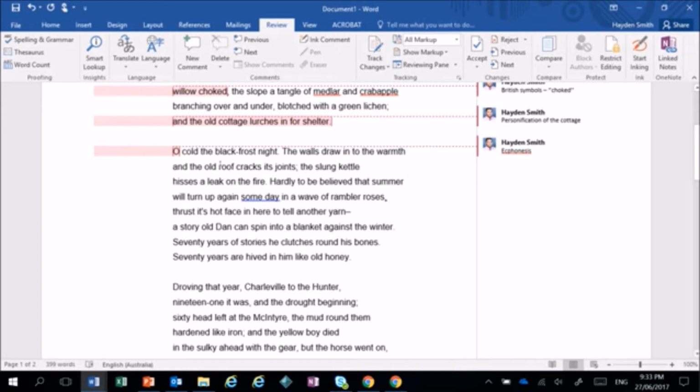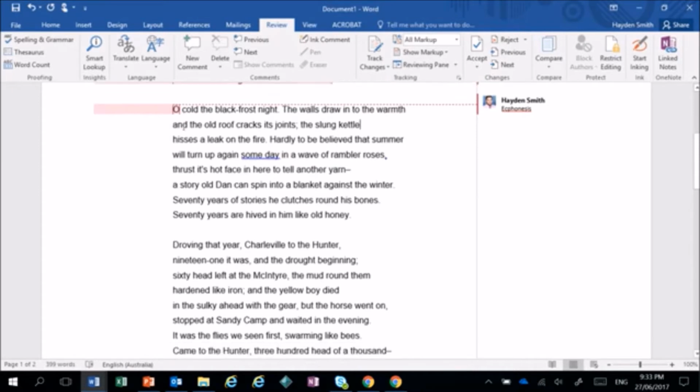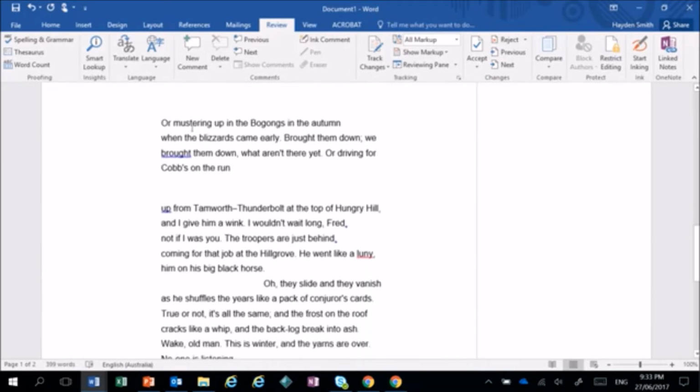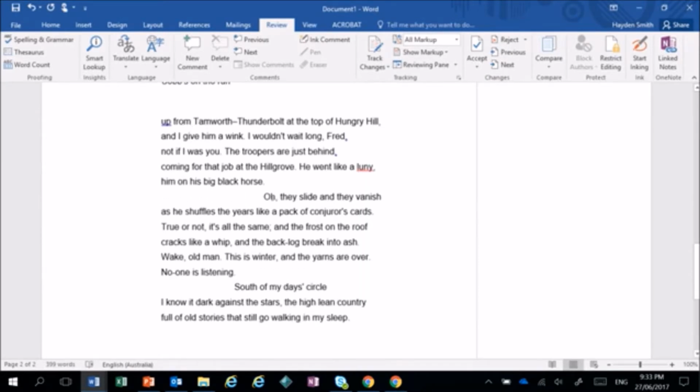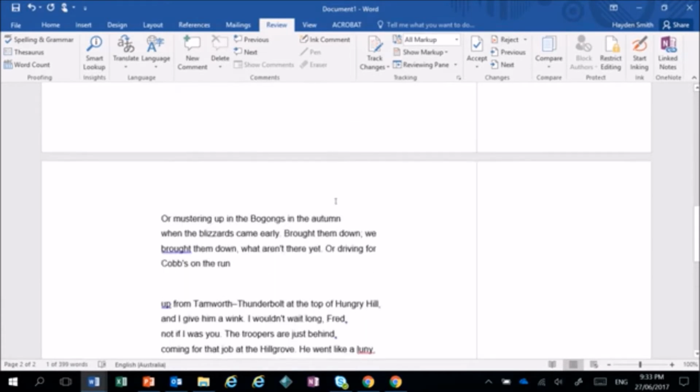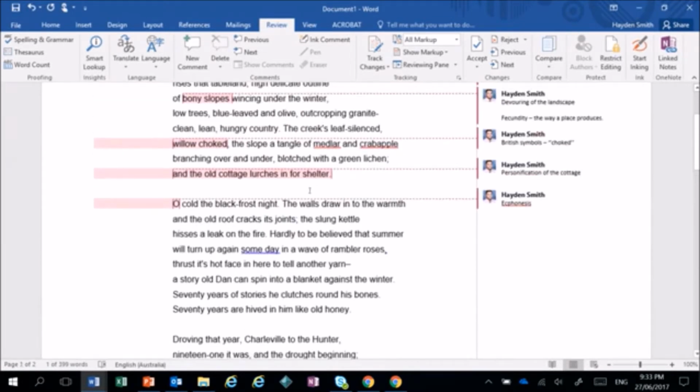And why that's significant is because it helps us mark the return of Judith Wright's voice later on when we come back after the storytelling of Old Dan, when she says, oh, they slide and they vanish. And I'll come to that in a minute. But the use of the ekphonesis here really shows Judith Wright's personal voice.